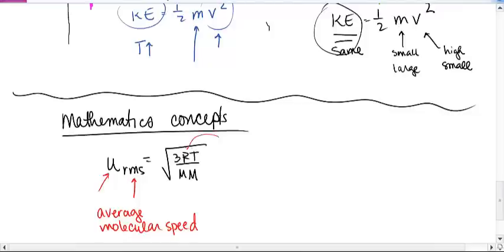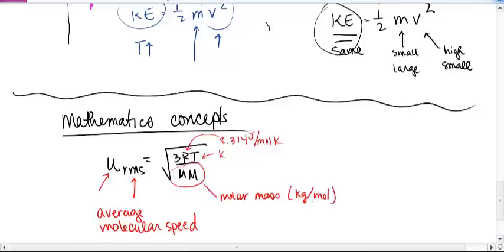3 is in there. R is the gas law constant. It's actually the 8.314 joules per mole Kelvin version. That's so that the units work out. Temperature is in Kelvin. MM is molar mass. But it's defined that the molar mass has to be in kilograms per mole.